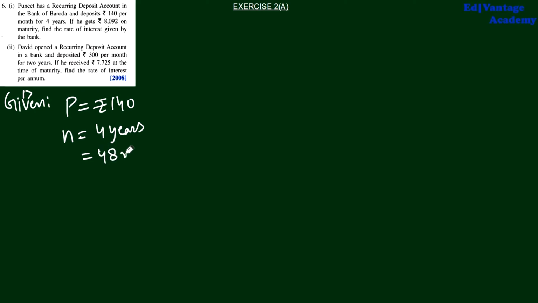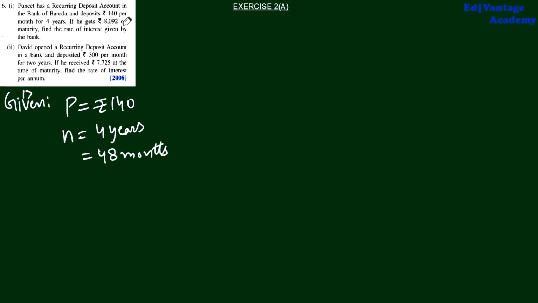Next question is question number 6. Again here, given data, first part. Puneet has a recurring deposit account in the Bank of Baroda and the deposit is 140 per month. So what is 140? It is principal. Time is 4 years. Remember, you need to convert it into months. 4 into 12, that's 48 months.